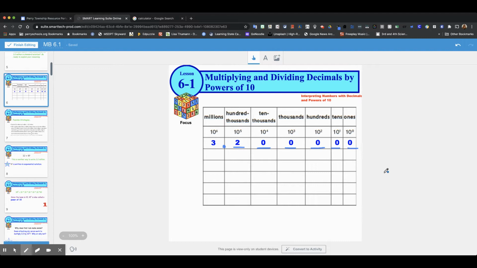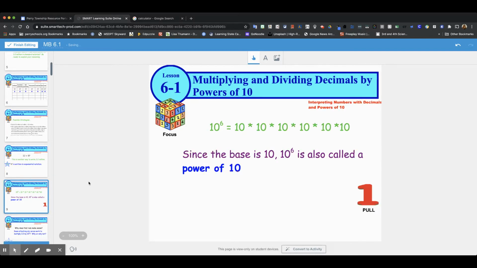So with this exponential, when you have a decimal, you have to pay attention to how many numbers are already written to the right of the decimal. We have 1, so we only needed to add 1, 2, 3, 4, 5 to get us that 6. We'll keep looking at that as we move through the lesson. So remember, 10 to the 6th is 10 times 10 times 10 times 10 times 10 times 10. Because the base is 10, 10 to the 6th is also called a power of 10.